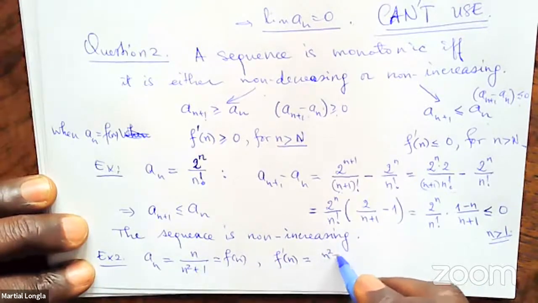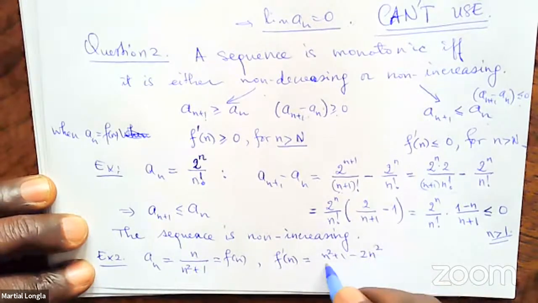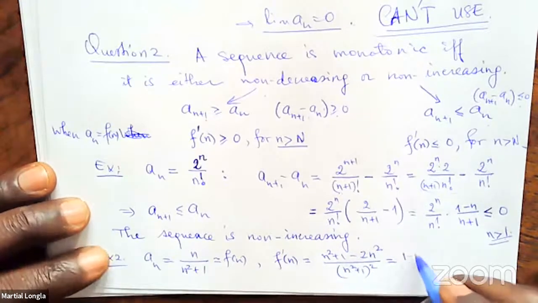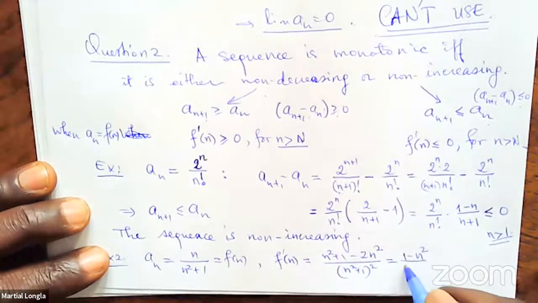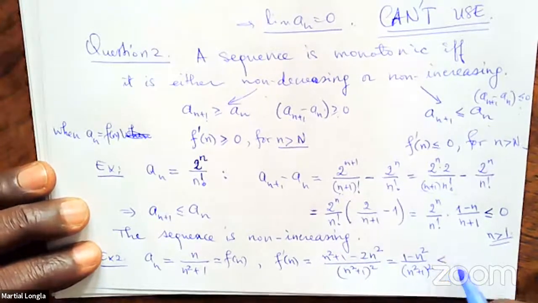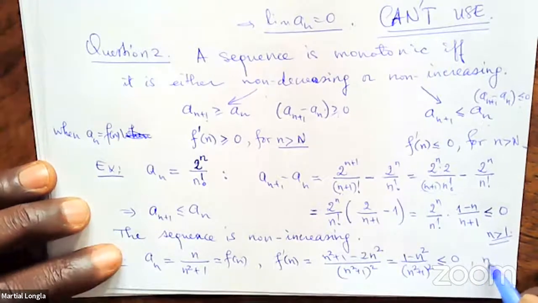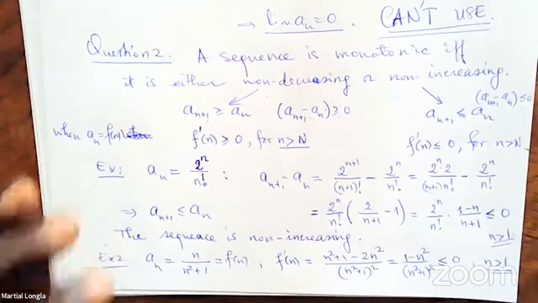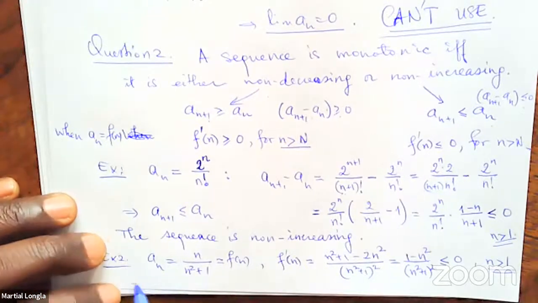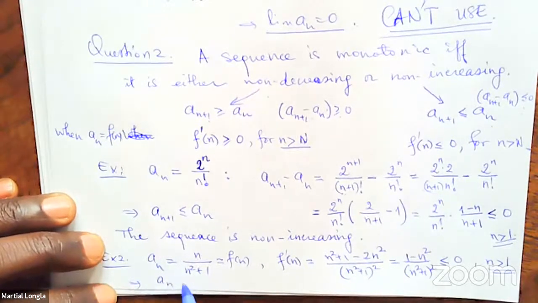So that's n squared plus 1 minus 2n squared over n squared plus 1 squared. Of course, easier if you know how to take the derivatives. So now that's 1 minus n squared over n squared plus 1 squared. And again here, you see that this is negative as long as n is larger than 1. So a_n is non-increasing also.